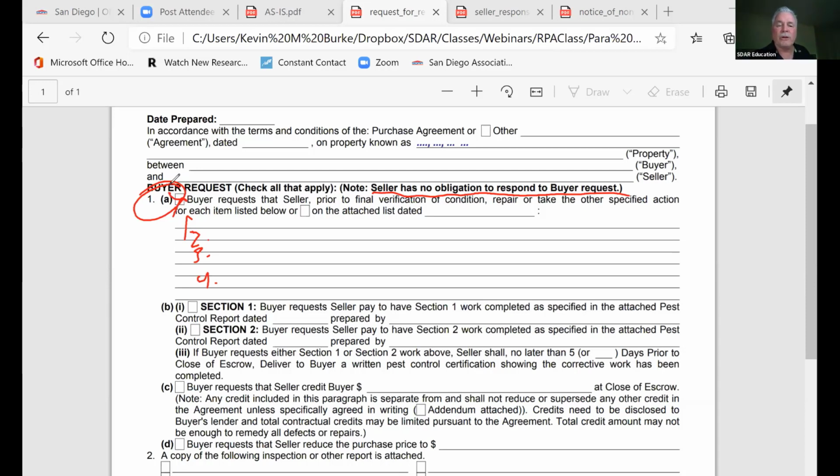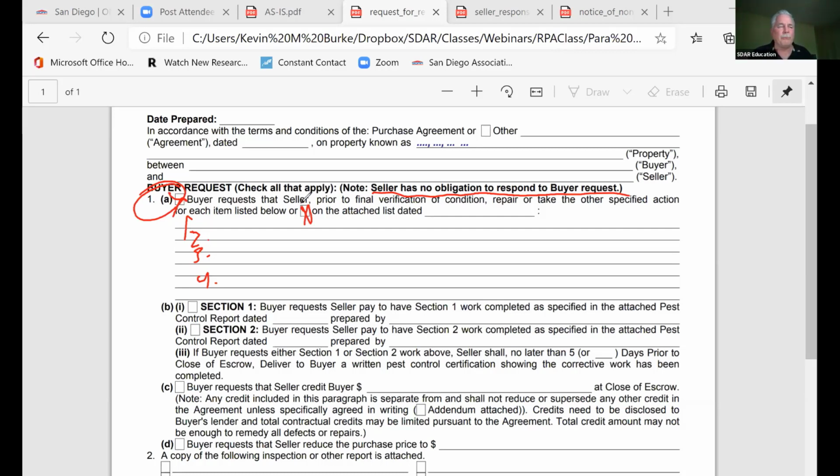Okay, so you're going to create a list here, or you're going to attach a list. I would recommend that you have the buyer create their own list, and then you submit that. But that's just how we do it. Check with your broker. Have your broker tell you how they like to have that handled. But we like the buyer making the request because this form says it's signed by the buyer only. The agent doesn't sign it, but we want it to look like it was something that the buyer wanted.